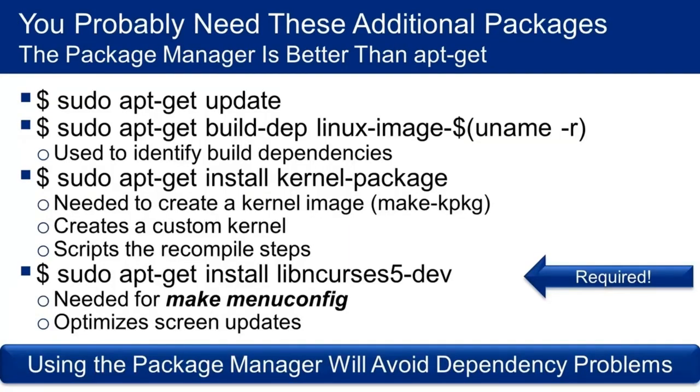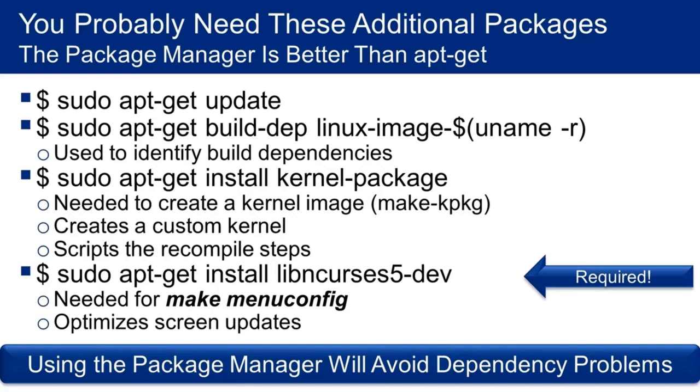These are some additional packages that are required to rebuild the kernel, and using the package manager instead of apt-get is probably the best approach for all of these, as the package manager does a really good job of resolving dependencies. So the packages you want are build-dep, kernel-package, and libncurses5. You may not need build-dep if you are using the package manager, but the other two are definitely needed to create a custom kernel.